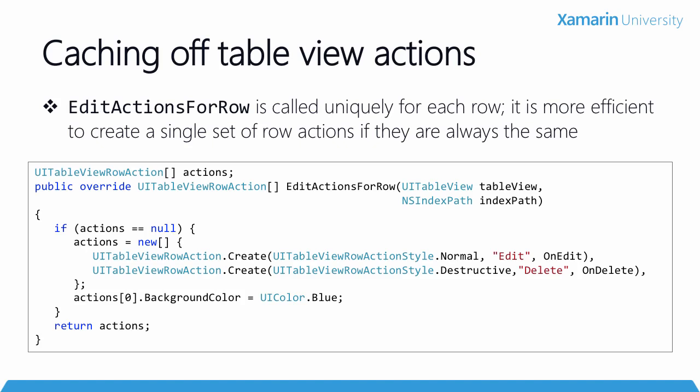This would be useful if the actions are highly dynamic or tend to change on a row-by-row basis. However, that's not terribly common in the real world. More often, the actions are identical for each row. Here's an example where we create a class-level field to hold our actions and then create them the first time that the user activates the row action, allowing us to cache them off and improve our performance by only having one set of row actions.